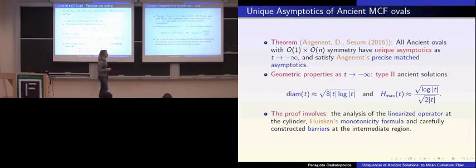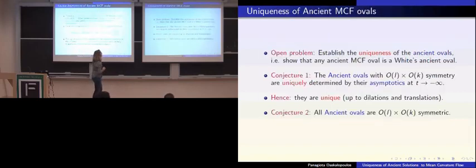I will give you the asymptotics. Now, I'm not going to discuss how we prove this. It's a little complicated, but maybe I will say a word in a second about how we did the asymptotics. But given these asymptotics, this is something I have discussed already, the open problem is to establish the uniqueness in the general case.